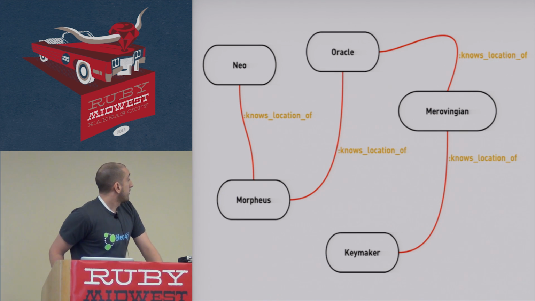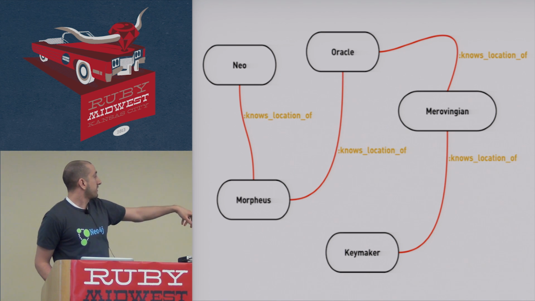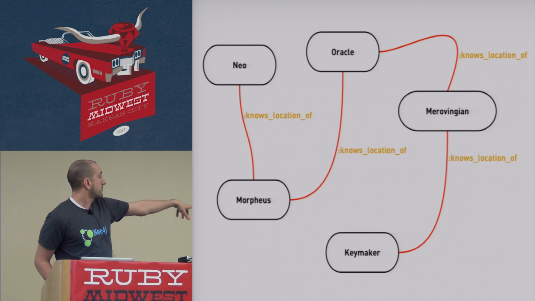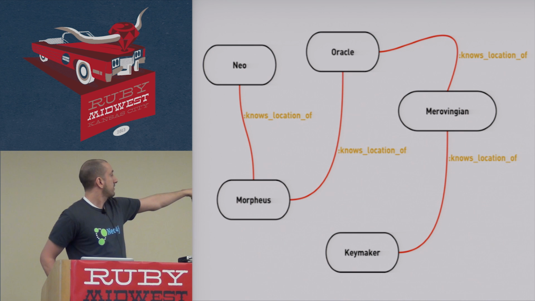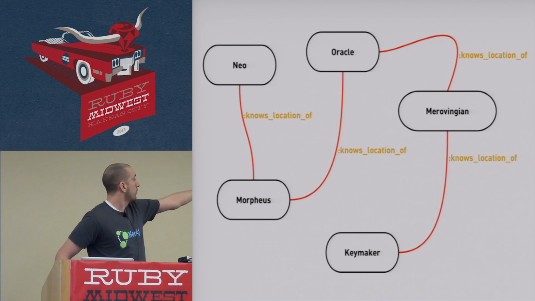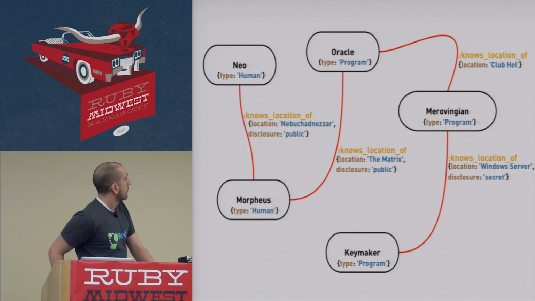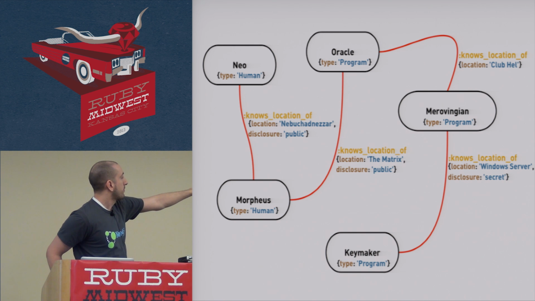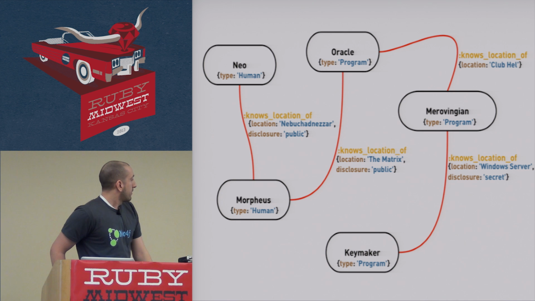Whoa. So Neo needs to save the world by finding the key maker. So you say Neo knows the location of Morpheus. Again, typed relationships. Who knows the location of the Oracle? Who knows the location of the Merovingian, etc. Here are the values now because we have key-value pairs. Neo is a human. Oracle is a program, so is the Merovingian. Who knows the location of the key maker who is held captive in a Windows server.